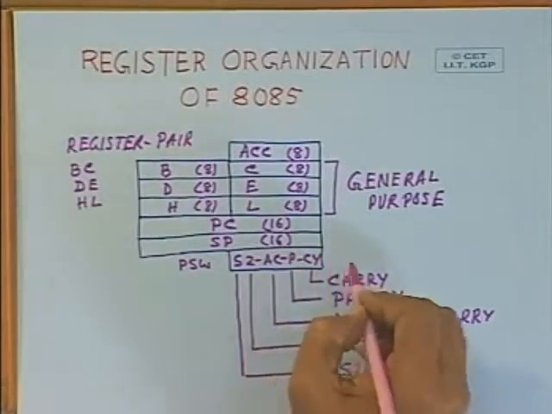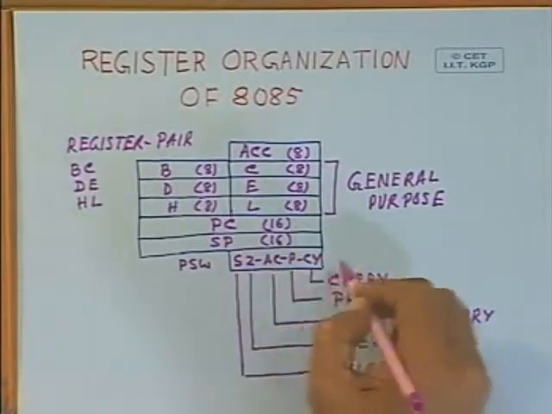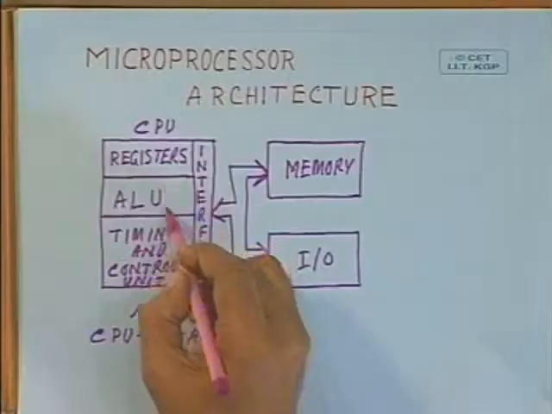Later on you will see these flag bits are very important for implementing various types of control loops for decision making, and they are very useful in writing programs for different applications. Now let us focus on the second unit, that is your ALU, arithmetic and logic unit.